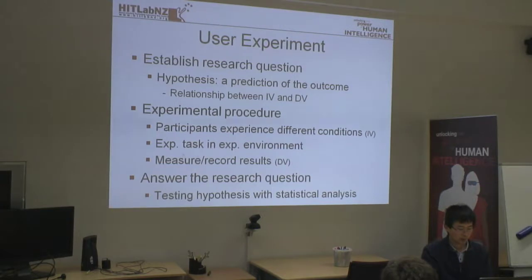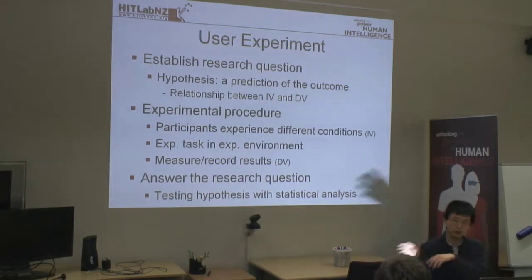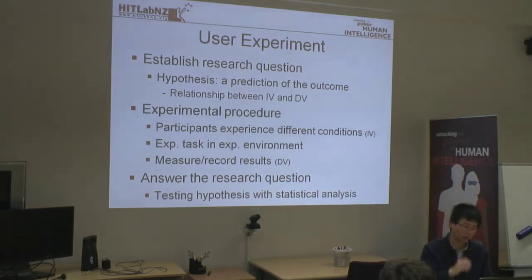So in the user experiment, these are the main things that you have to consider in addition to what you've already considered in the usability testing. So first, you'll have to establish the research question, which is written in a form of so-called hypothesis, which is basically a prediction of outcome. So which is a sentence that says if you change the interface, the user will perform faster, or if you change the interface, the error will be made less, and so forth.